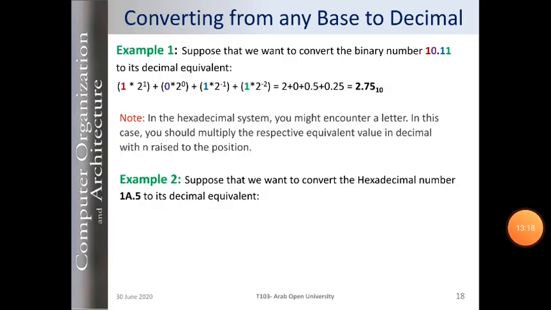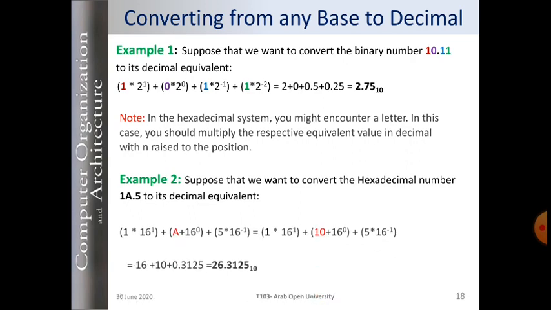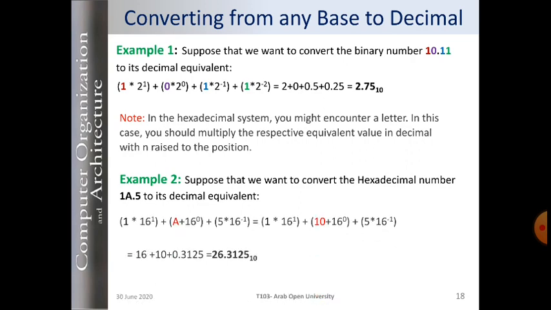Let's take another example. Suppose that we want to convert the hexadecimal number 1A.5 to its decimal equivalent. It's 1A.5. A means 10. You have to remember that table. So starting from A, the integer part, times 16 to the power 0. Then 1 times 16 to the power 1. Then 5 times 16 to the power minus 1.